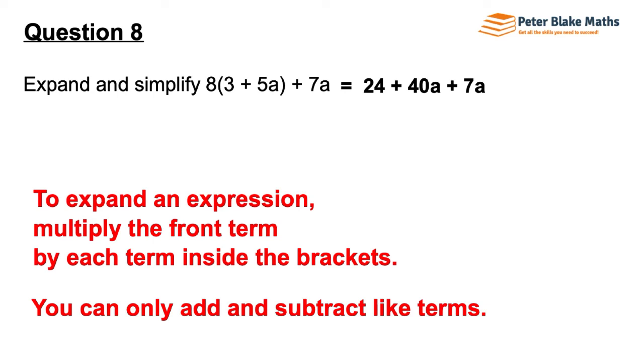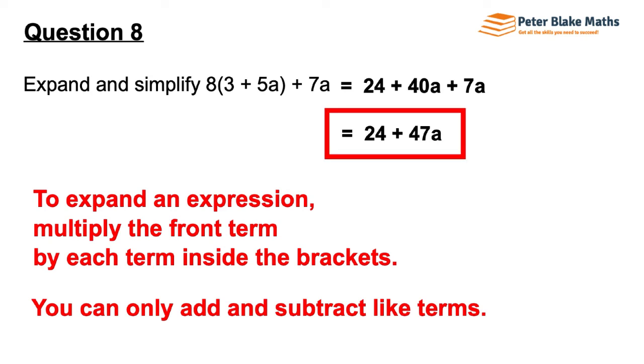The 40a and the 7a have the same letter and power, so they can be merged together. We've got 24 that needs to stay separate, that's just a normal number, and we get 47a in total. So that's our final expression out of that expansion and simplification there. 24 plus 47a.